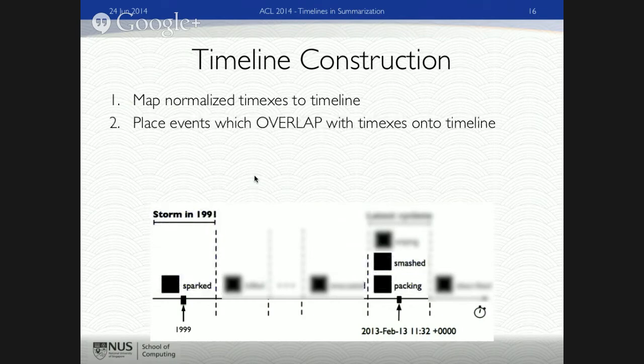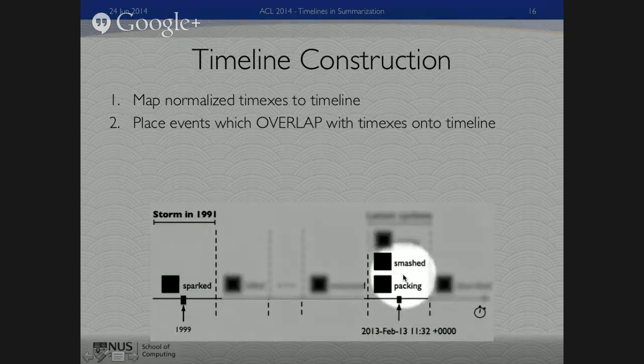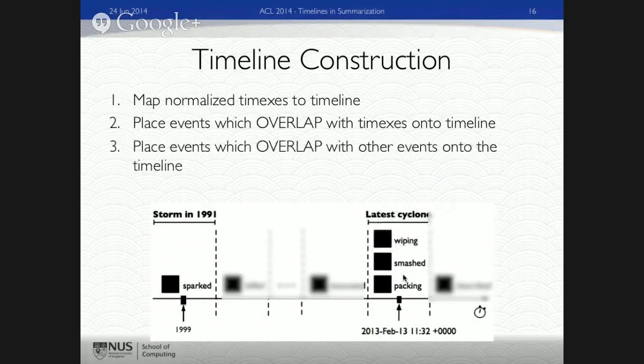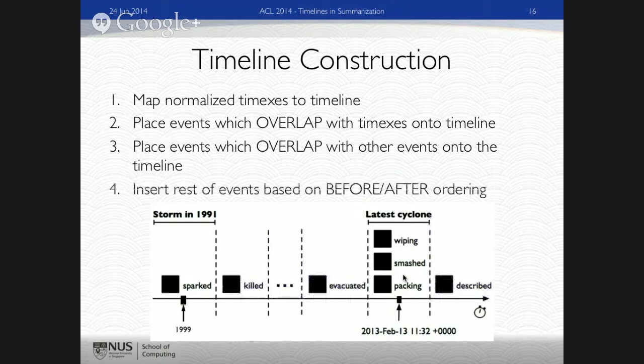Okay, then we're going to place events which overlap the time expressions onto the timeline. So, for example, if you remember the cyclone example, there was the cyclone that smashed and flattened houses down. So we have this information located as overlapping with the time expression here. Then we're going to place other events that overlap with the events that we saw onto the timeline. That's a separate step. And finally, try to insert the rest of the events based on before-after relationships that we've inferred from the other steps that you saw.